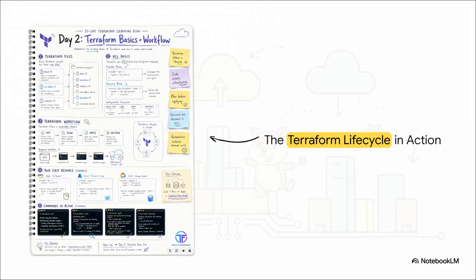It's a beautifully simple flow. You write your code, you initialize it, you run a plan to make sure there aren't any shockingly expensive surprises, and then you apply it. It translates your text into real-world cloud resources predictably. This highly repeatable cycle is what finally removes all that manual guesswork from your deployments.